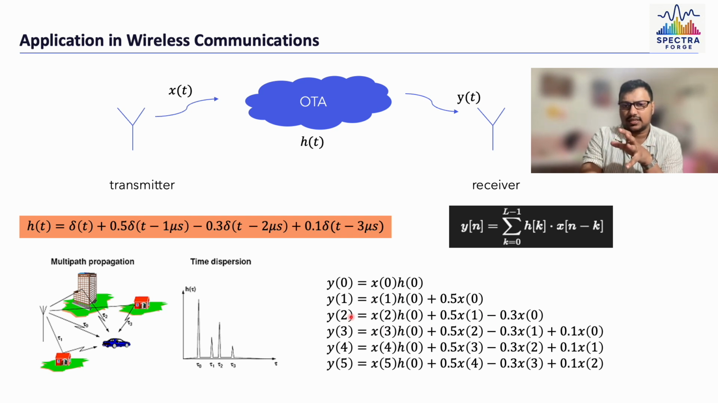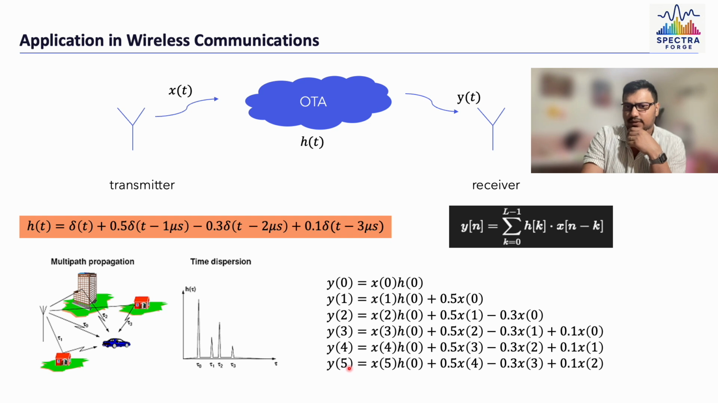So this goes on until you have y of 5 or y of 4, where you have all taps covered. So you will have interference from the fourth sample, third sample, second sample, and first sample by the fifth sample. If you plug in the values of h and x in this expression and compute each value, you will end up with this expression.